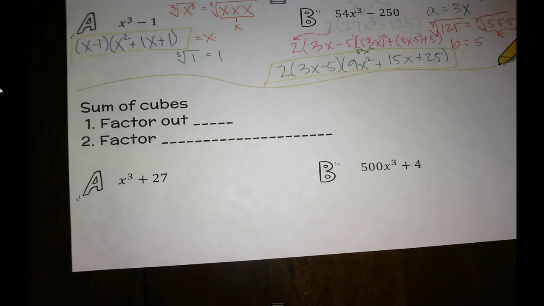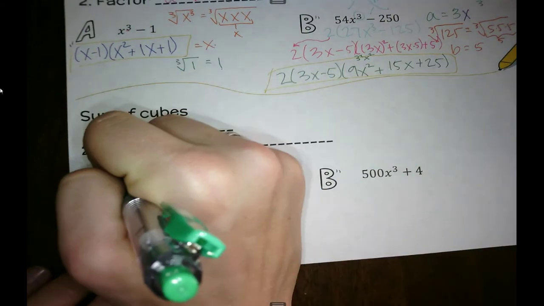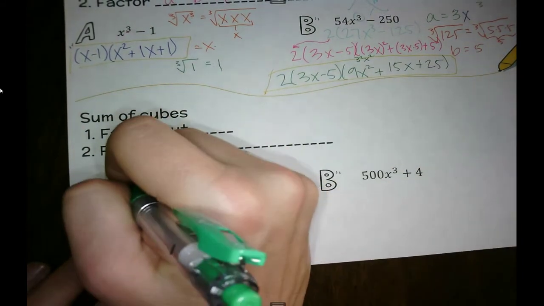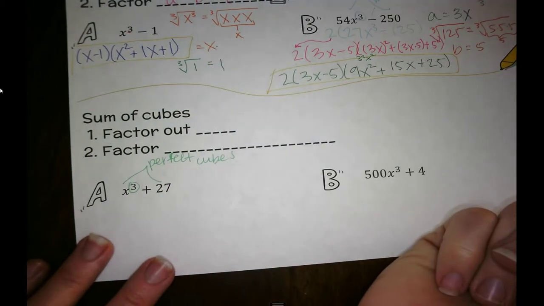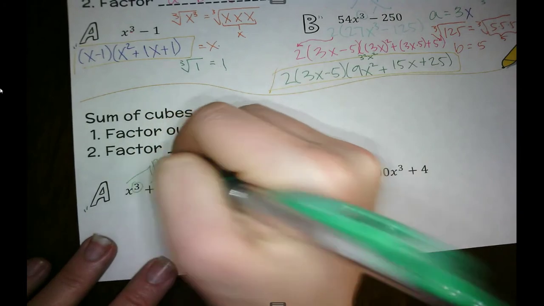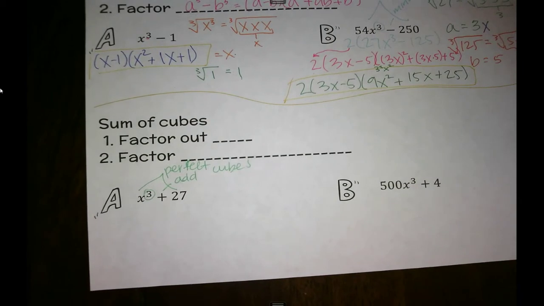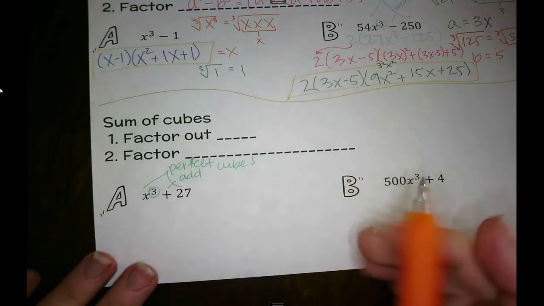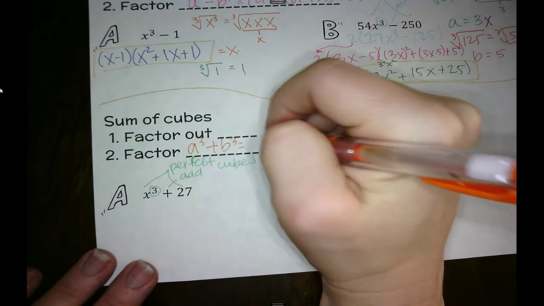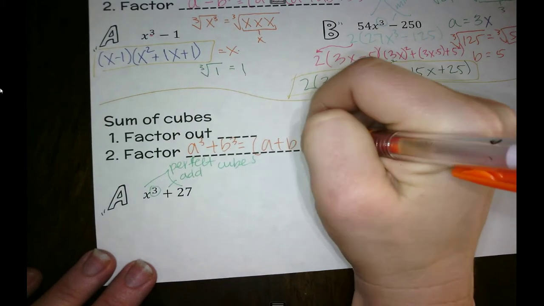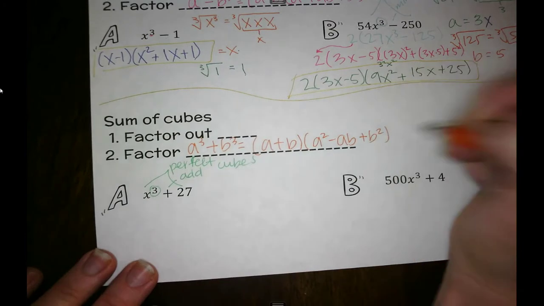Okay, let's look at the sum of cubes. So this time, same thing is going to be true. These are going to be perfect cubes. And this time we're going to have an addition. So it works with subtraction and addition on our cubes only. So let's look at what our factor is going to look like. We're going to have a cubed plus b cubed equals, where this time it's going to be a plus b, a squared minus a times b plus b squared.